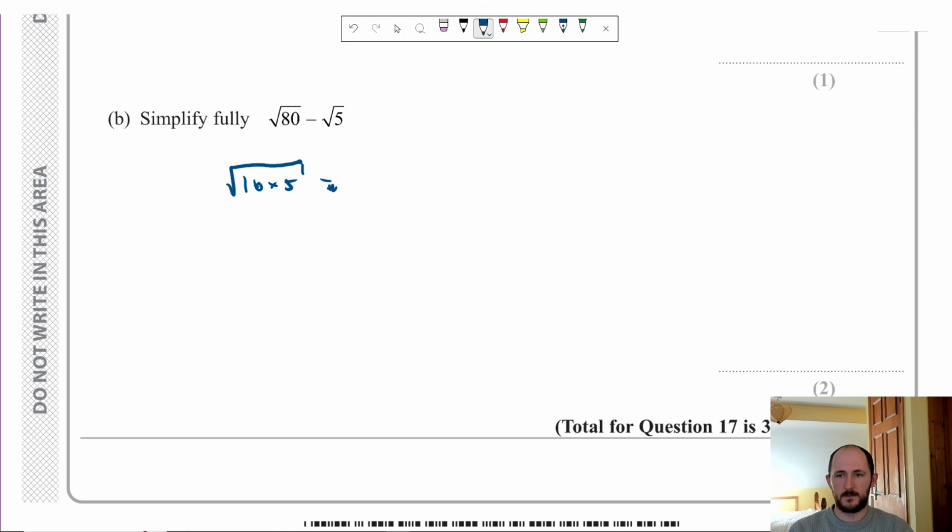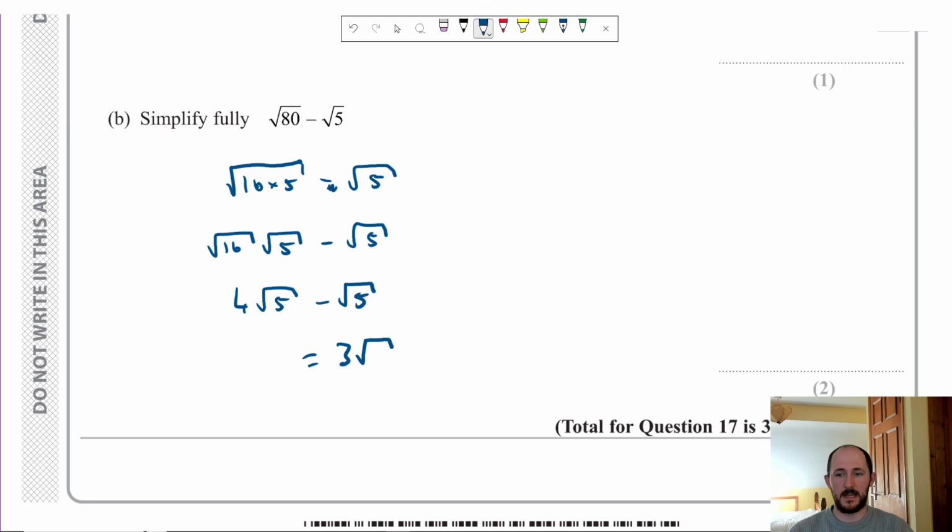Minus root 5. So that's root 16 root 5 minus root 5. Root 16 is 4. So 4 root 5 minus root 5 is, so how many root 5s do I have left? I have 3 root 5s left over. So remember, you can subtract them as if they're x's, like 4x minus x is 3x.